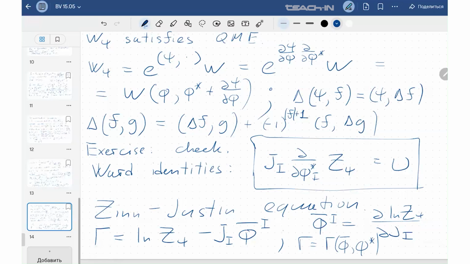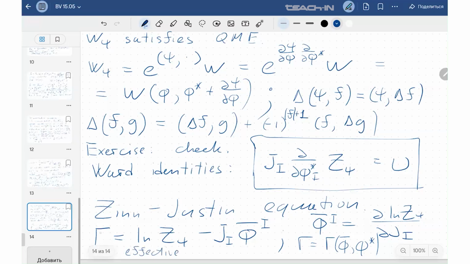Is this like an effective action? Yeah, it is an effective action, or the generating function of one-particle irreducible diagrams or something like this. Yeah, this is the effective action. Let's write it here.